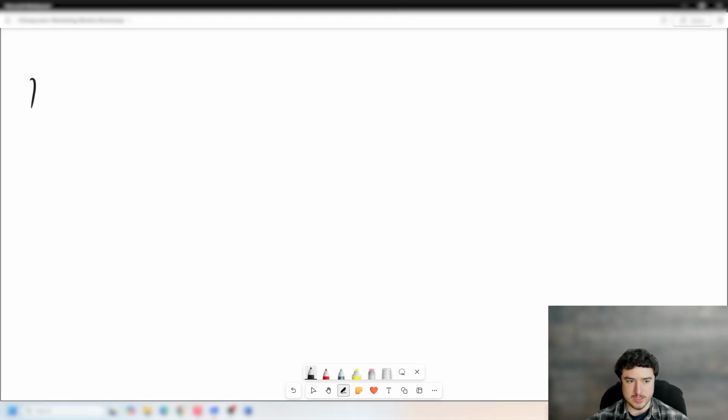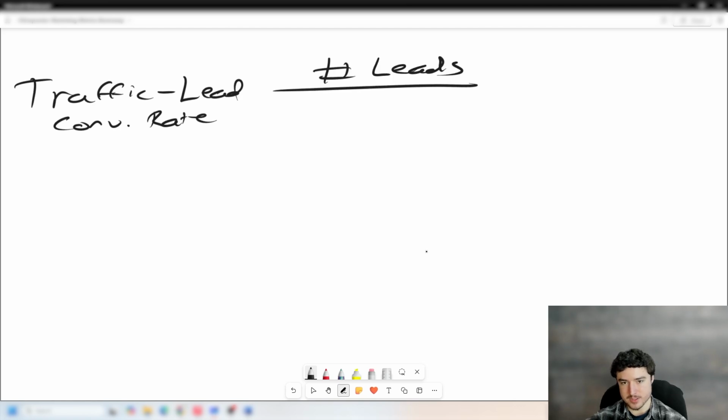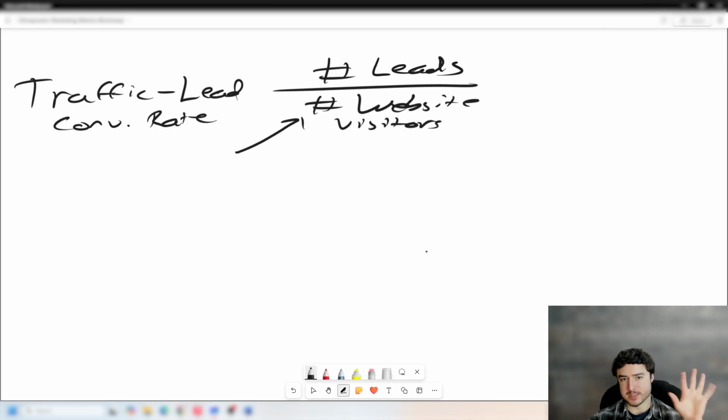Another one we might want to look at is our traffic to lead conversion rate. This is our number of leads divided by our number of website visitors. Now you can do this same kind of thing on ads specifically. So the number of people that see your ads versus the number of people that become leads. And this one specifically, we're just going to be focusing on our website because usually the ad platforms will tell you that number exactly, but our websites don't exactly tell us this stuff.